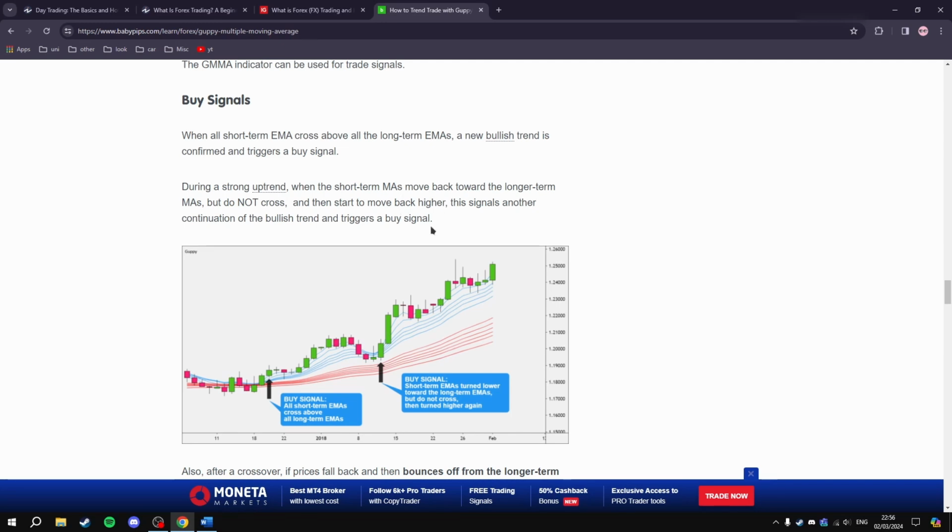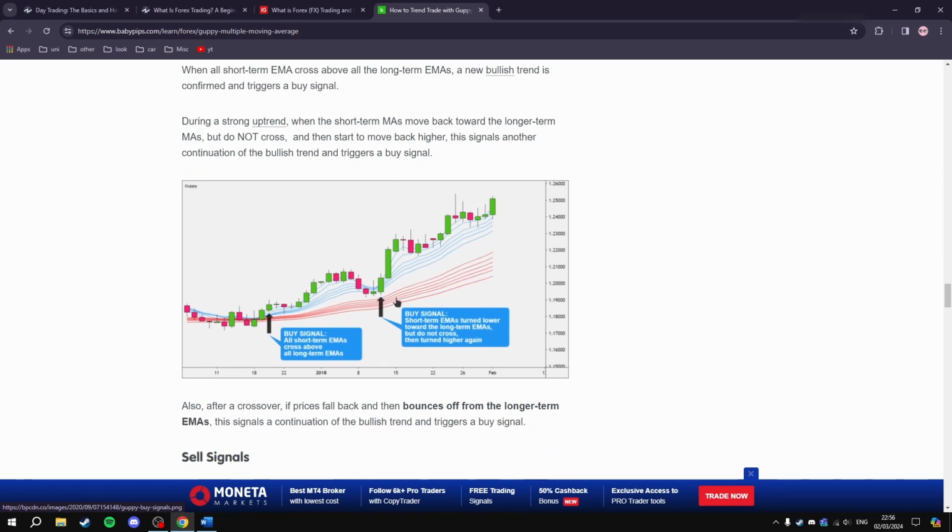So, when a strong short-term exponential moving average, which is the blue one, moves back toward the long-term one, so here, but do not cross, so it doesn't cross here, and then start moving back up higher, this signals another continuation of bullish signal and triggers a buy signal. Okay, so buy signal, all short-term exponential moving averages cross above the long-term ones, yep. Short-term exponential moving averages turn lower toward the long-term, so we can see a little dip here, but do not cross, then turn higher again, so this is another bullish trend.